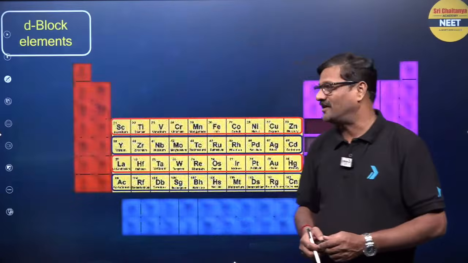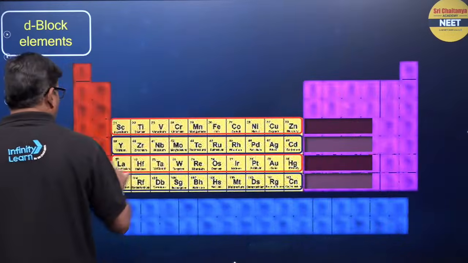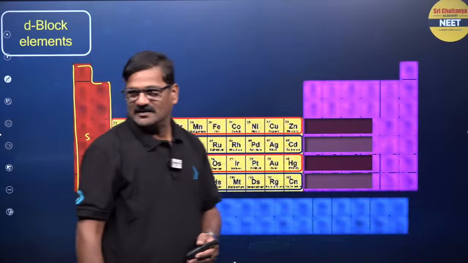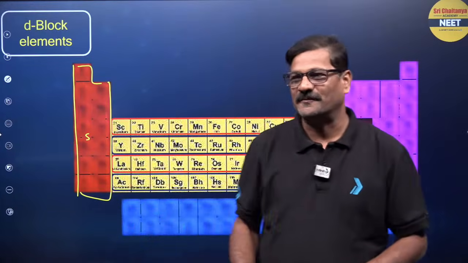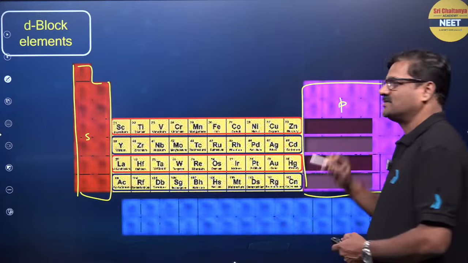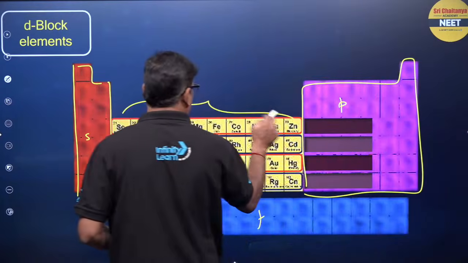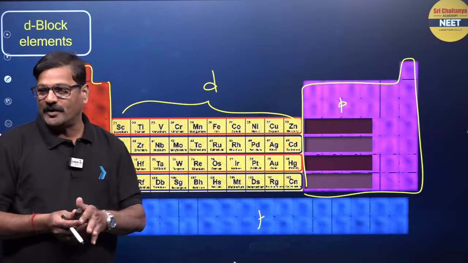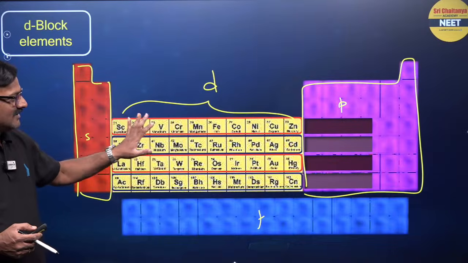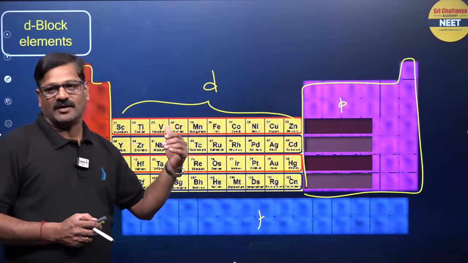In the entire periodic table you can see, I just highlighted here, these elements are called S block elements. How do you say it is an S block element? The differentiating electron enters into the S orbital. And these elements are P block elements, these are F block elements, and these elements are called D block elements. So depending upon the orbital that is filled in the electronic configuration of an element, the entire periodic table is divided into S block, P block, D block and F block.